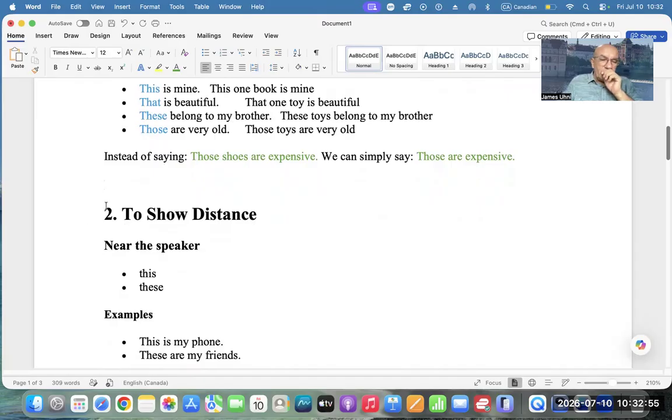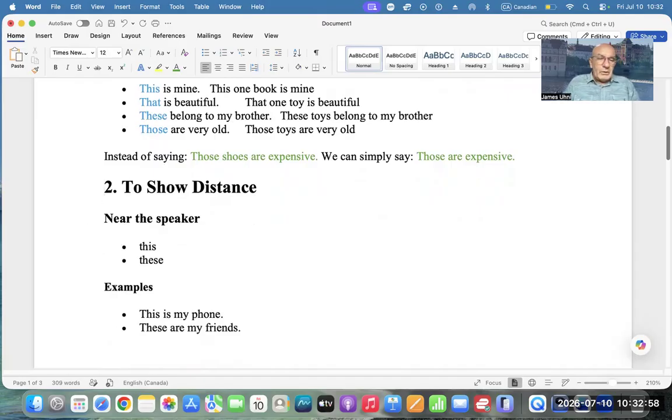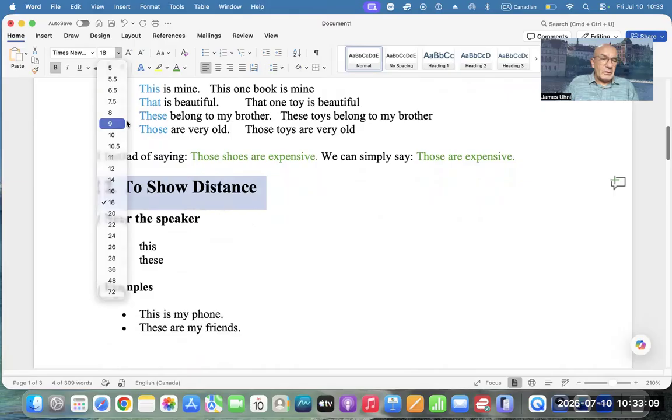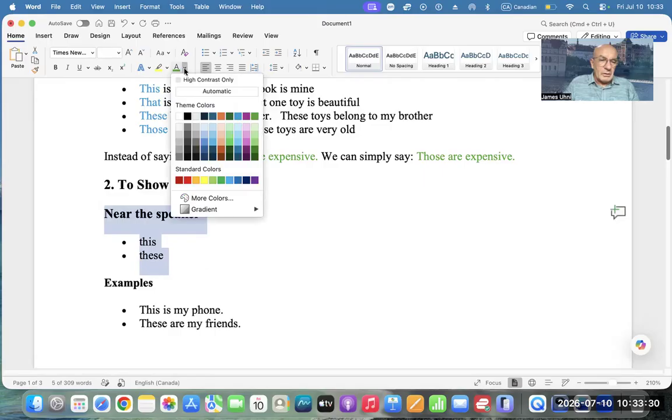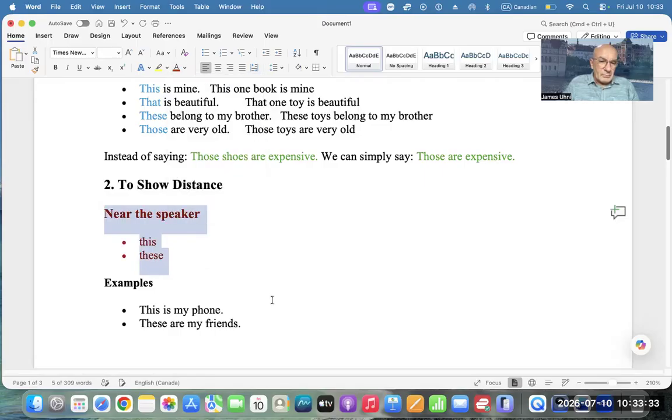Then we use demonstrative pronouns to show distance. Now, what does it mean, distance? Well, it's very simple. And now I will highlight different colors. Near the speaker, this and these. So I will put it in brown.